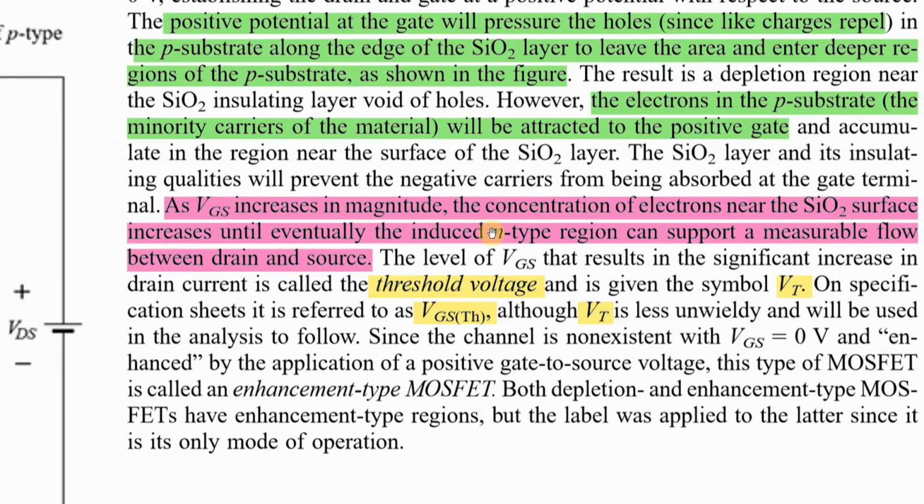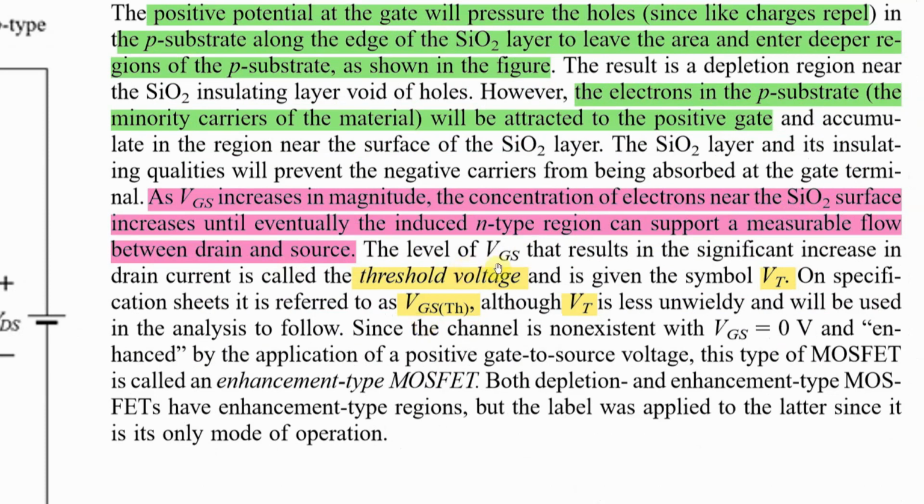As VGS increases in magnitude, the concentration of electrons near the silicon dioxide surface increases and eventually induces an N-type region that can support a measurable flow of drain-source current. So the voltage level of VGS that results in a significant increase in the drain current is called the threshold voltage. It's given by the symbol VT or VGS threshold.